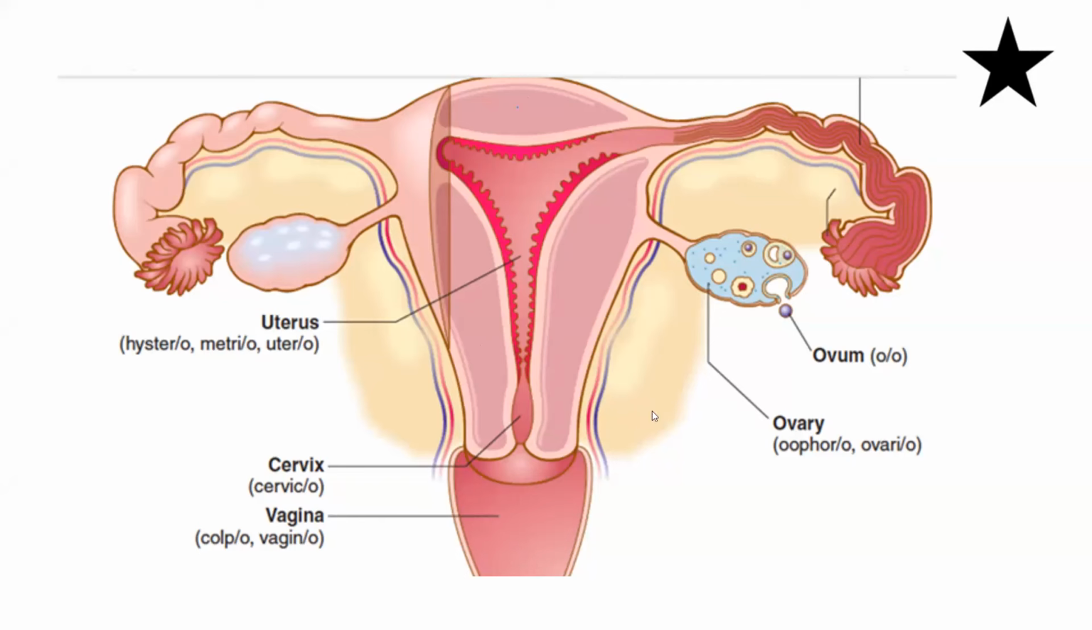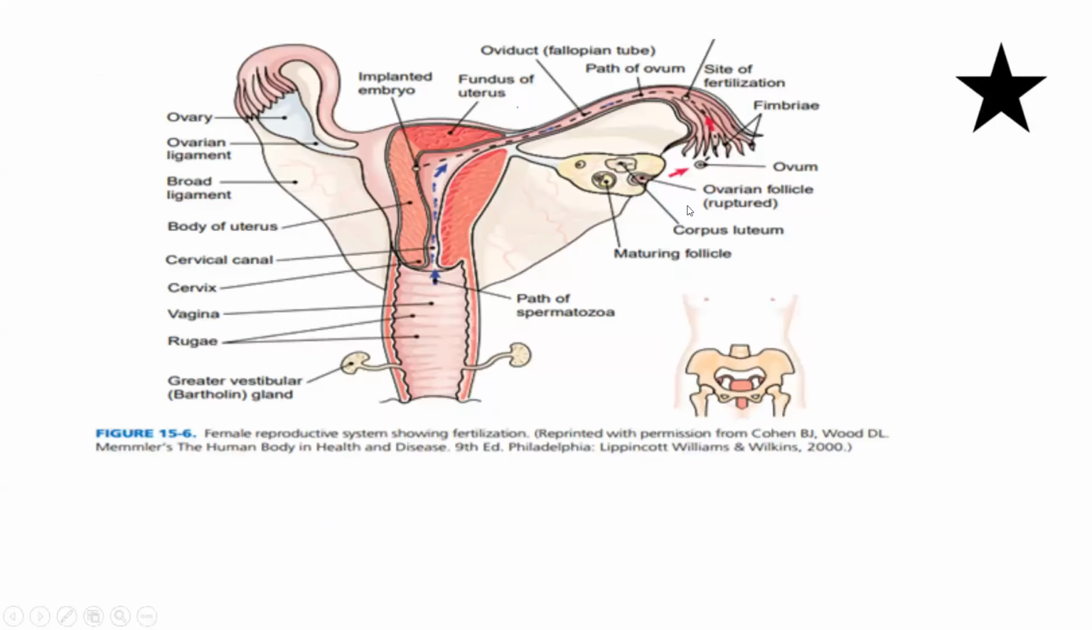Now, when we go further, we see it's different. This is again a labeled portion. All these parts, if you look over here, they have added that these are parts which are actually sheets of peritoneum which have come down to support this reproductive system. These are what we call ligaments.